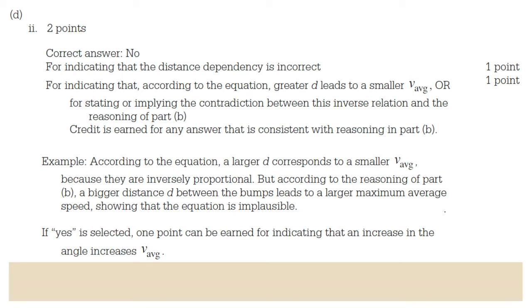But according to the reasoning of part B, a bigger distance between the bumps leads to a larger maximum average speed, showing that the equation is implausible. They actually also, I thought here, even though this question was like a big screw job, they did say here, if yes is selected, 1 point can be earned for indicating that an increase in the angle increases V average, which is true, as we answered. I guess that was part C. And so notice there was a lot of stuff you could have got wrong on this question that they gave you half credit for. And listen, I understand that's not ideal. I'm not suggesting that. Let's be clear about that.